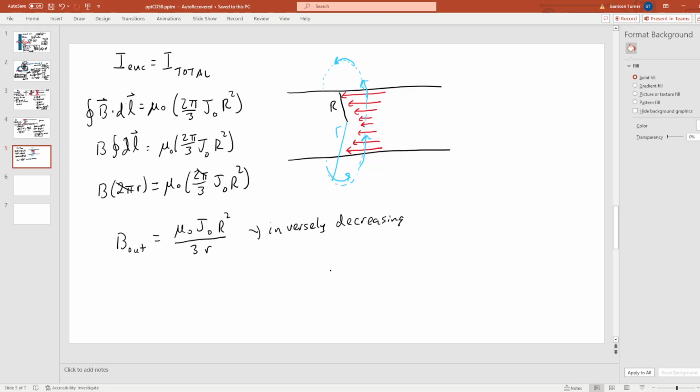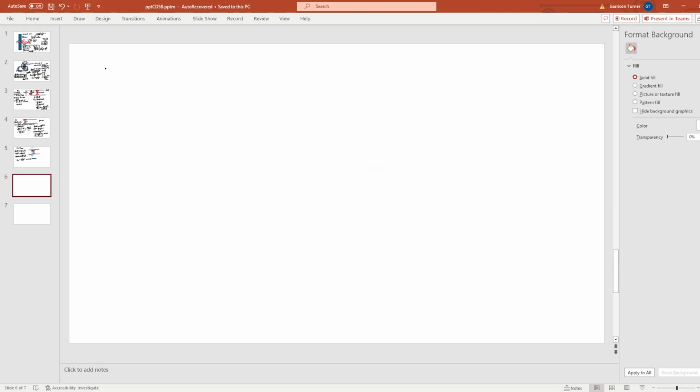Which is what we should get, because for wires we know that the magnetic field goes as a 1 over r dependence, right? We've seen that several times at this point. So this should not be surprising by any stretch of the imagination. So now for part C, show that these are continuous.